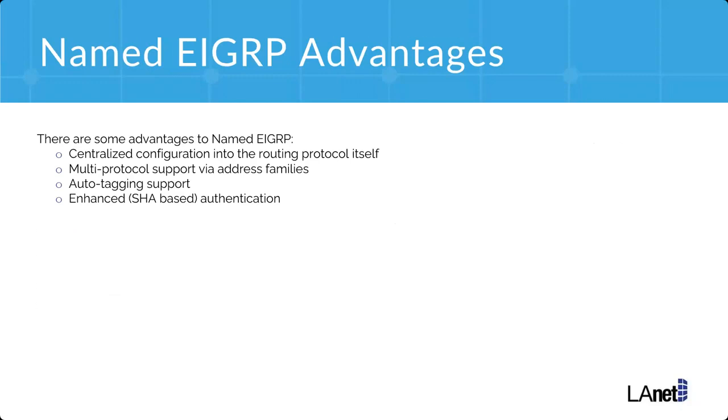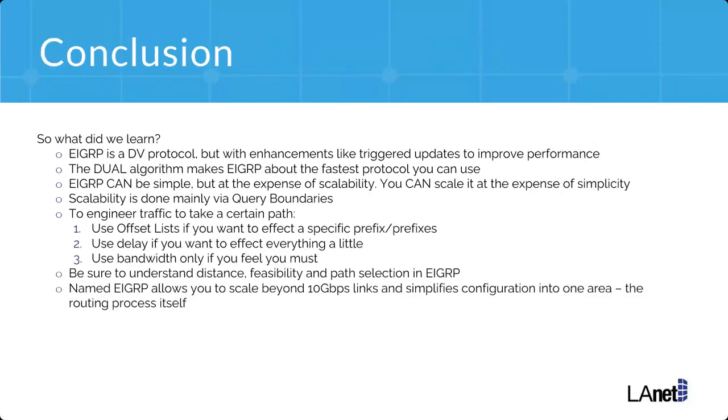So, quick conclusion. What did we learn, right? What are your takeaways from this? Well, we now know EIGRP is strictly a distance vector protocol. That nonsense about it being a hybrid protocol, I understand why they went with it. It does have enhancements, but be aware it really is just a distance vector protocol, and it comes with all the pros and cons of a distance vector protocol. That dual algorithm, the Diffusing Update Algorithm, makes EIGRP about the fastest protocol you could ever use. You don't get any faster than EIGRP for convergence.